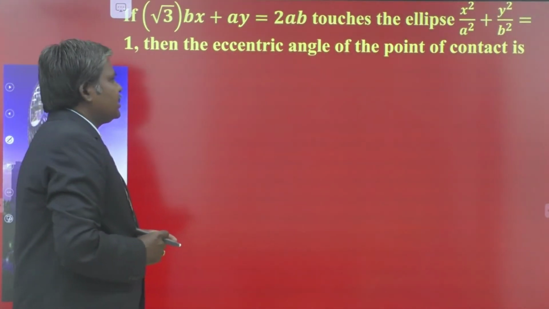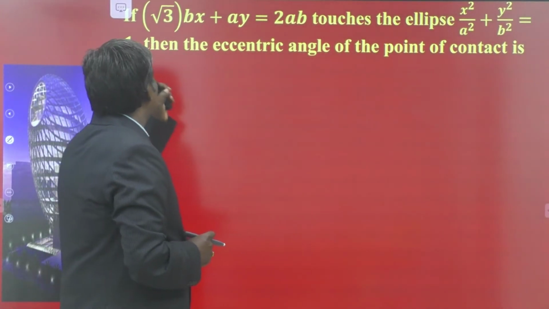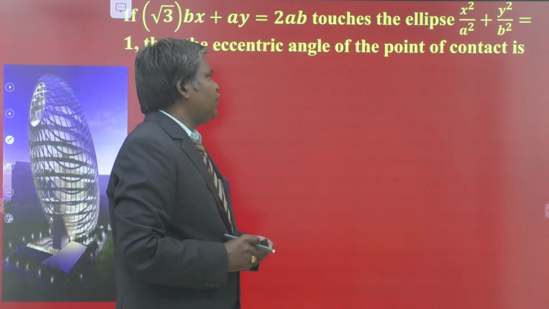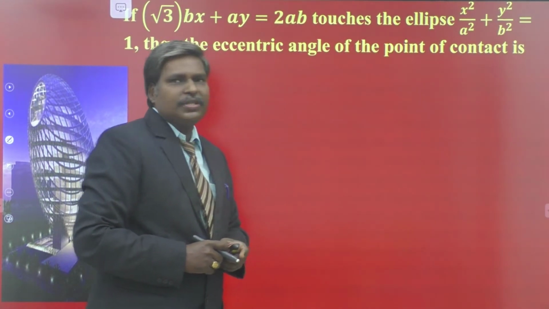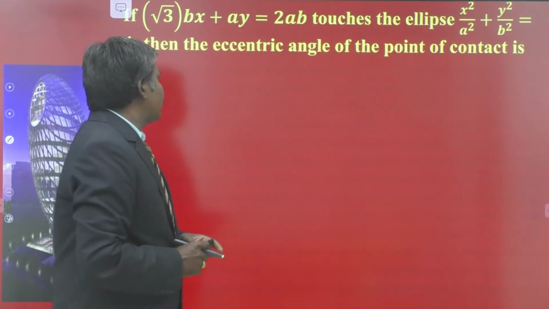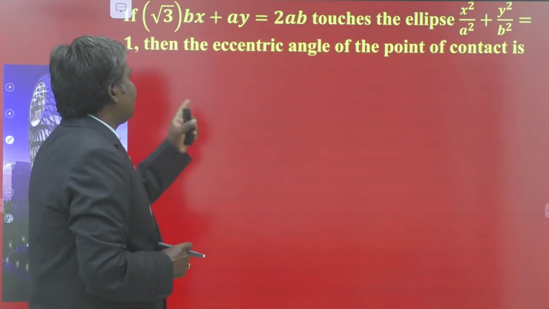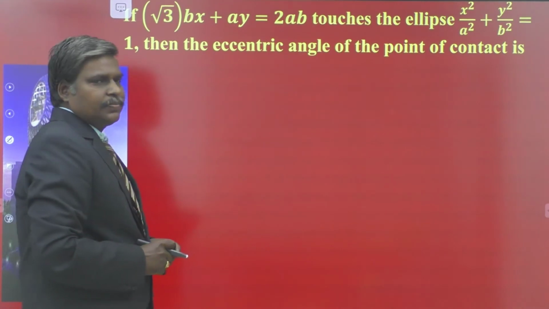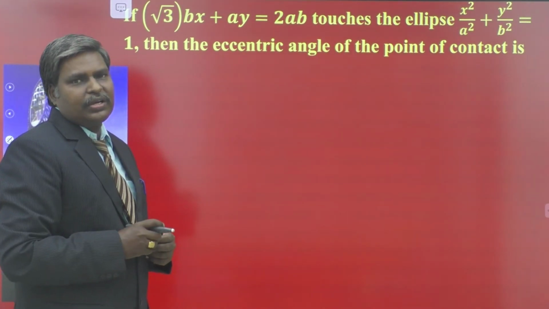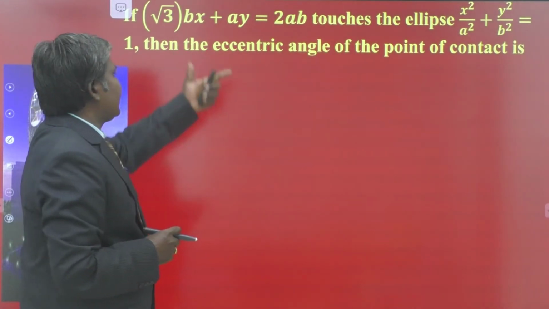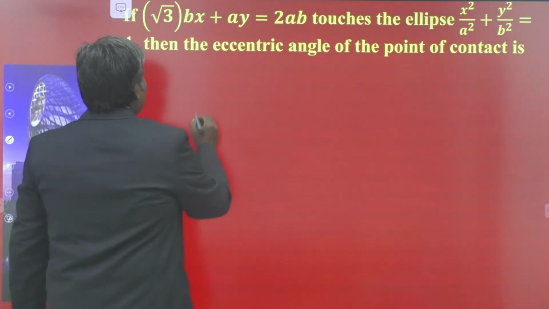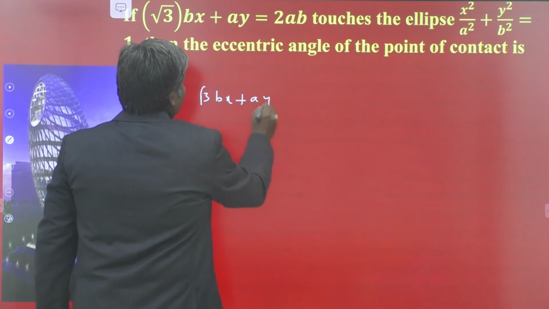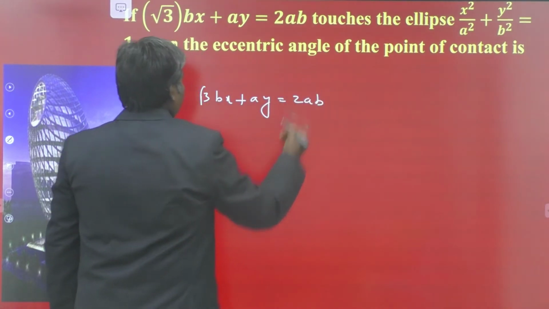This is a very simple question. If root 3 times bx plus ay is equal to 2ab touches the ellipse x square by a square plus y square by b square equal to 1, then the eccentric angle of the point of contact is what? We have to find the eccentric angle of the point of contact for this tangent. So what is our tangent? Root 3 bx plus ay is equal to 2ab.